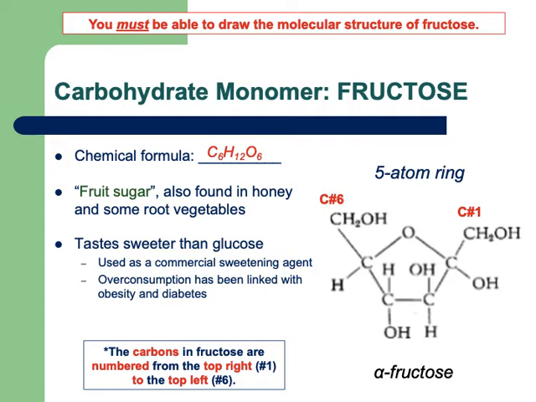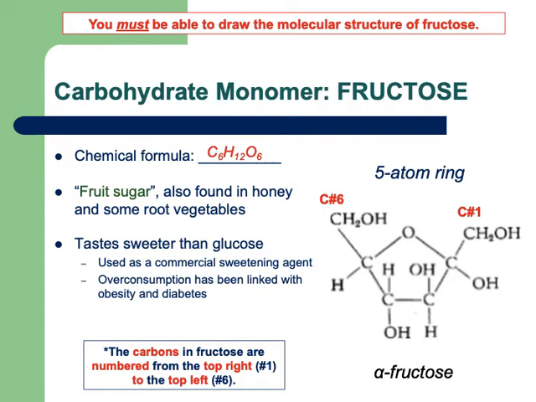So the chemical formula for fructose is exactly the same as galactose and glucose. So it's C6, 6 carbons, H12, 12 hydrogens, and 6 oxygens. So C6H12O6. However, the chemical formula is the same, but the chemical structure is different. In this case, let's look at the picture here. It's known as a 5-atom ring.